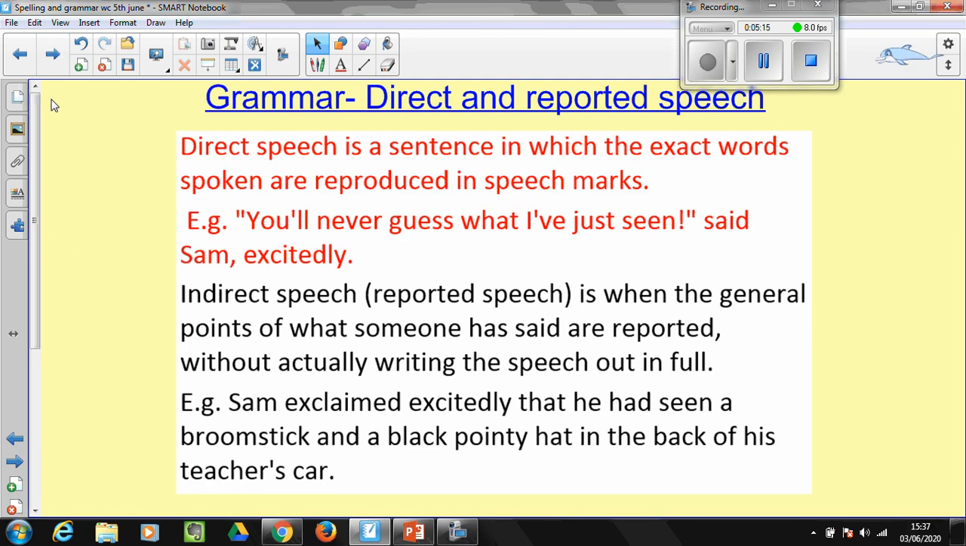Our grammar for today, we're going to have a look at direct and reported speech. In your newspaper work before half term, you practice direct and reported speech. Remember, reported speech could also be called indirect speech. Here's a reminder of how they work. Have a quick read.